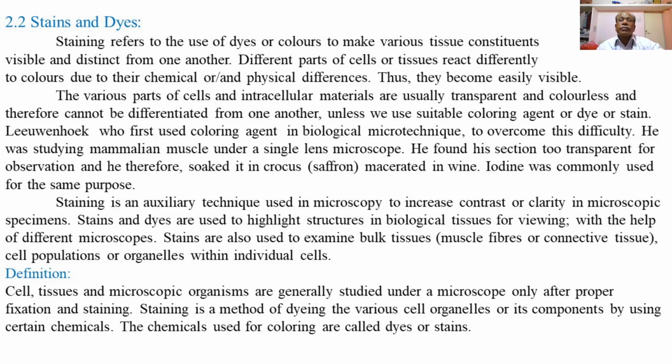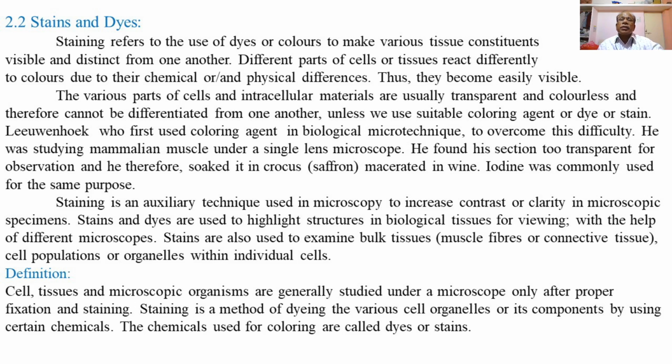Hello students, last time we have explained about microscopy. In microscopy we have explained three types of microscopes: the simple or dissecting microscope, the light or compound microscope, and the third one, the electron microscope. Today we are going to explain the next point, that is stains and dyes.